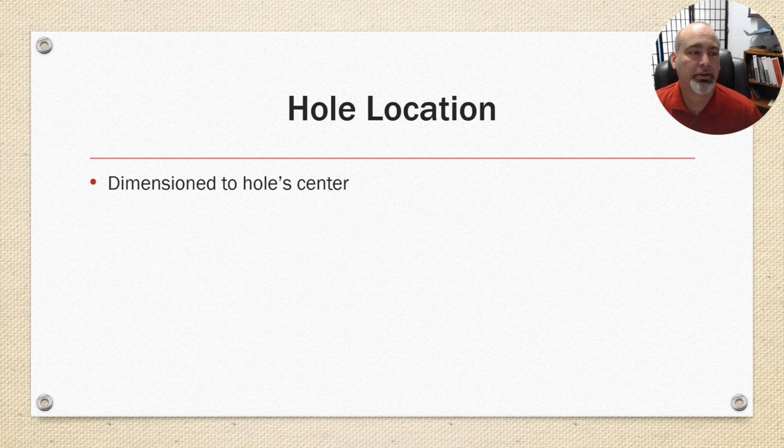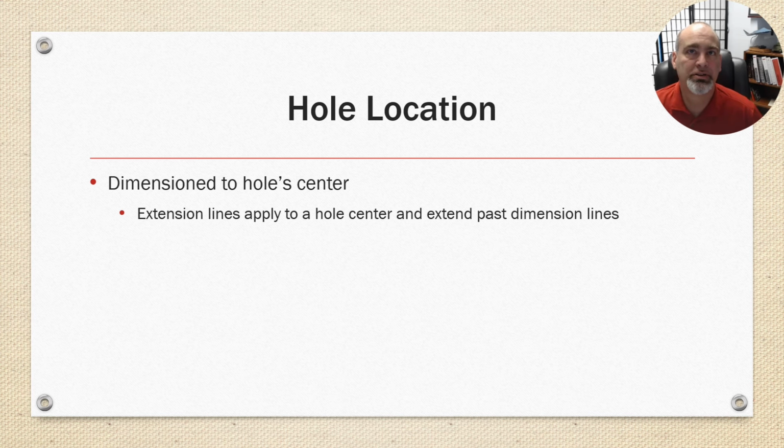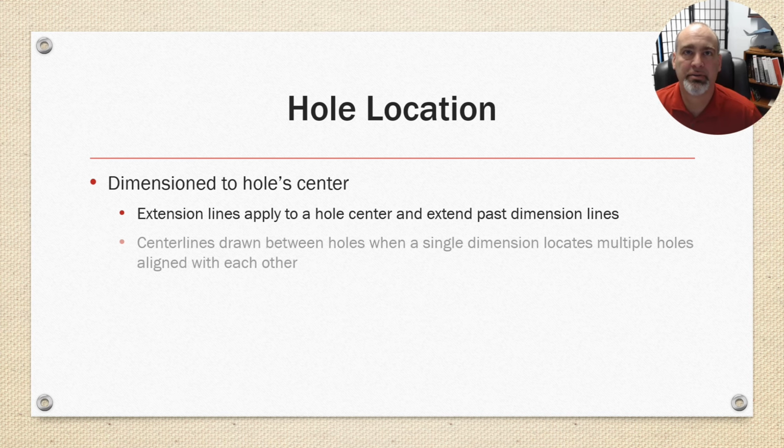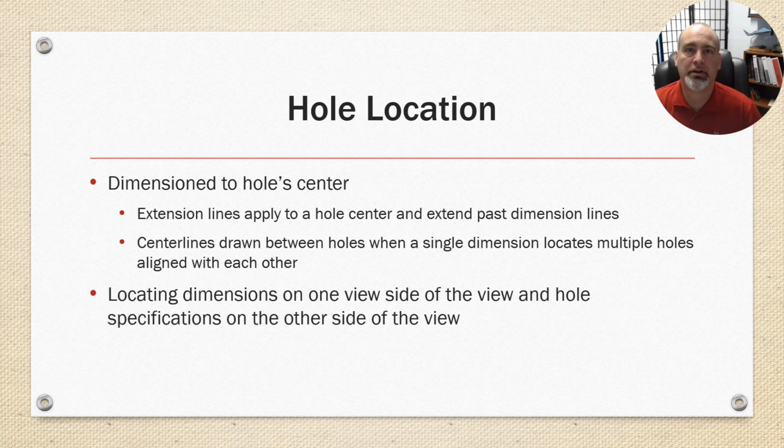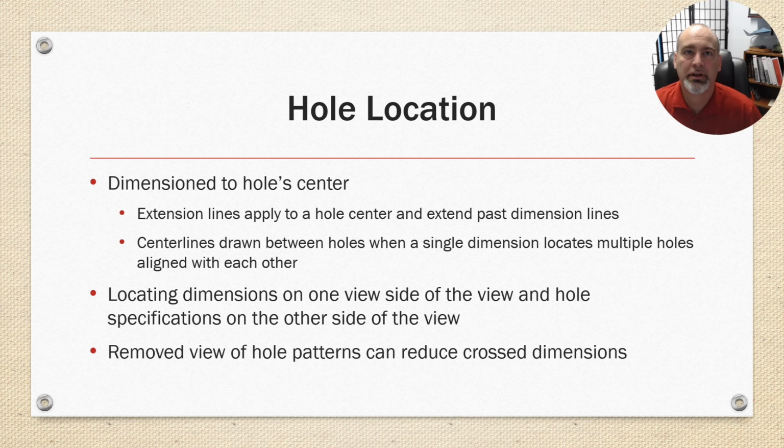Okay, hole location: dimension to the hole center. Extension lines apply to the hole center and extend past the dimension lines. Center lines are drawn between holes when a single dimension locates multiple holes aligned with each other. And locating dimensions go on one side of the view and hole specifications on the other side of the view. And a removed view of a hole pattern can reduce cross dimensions.